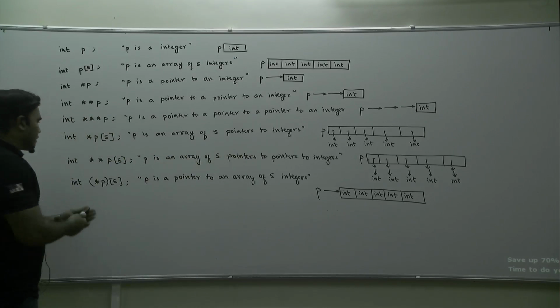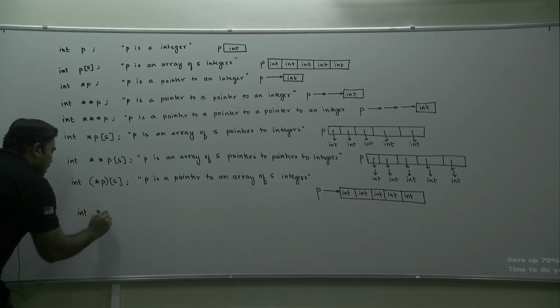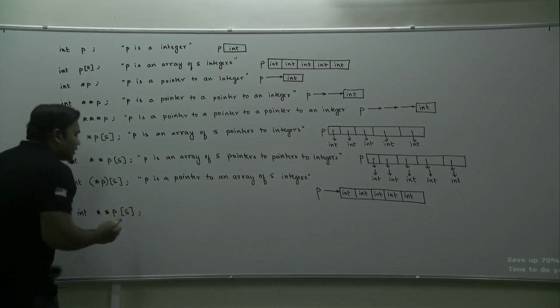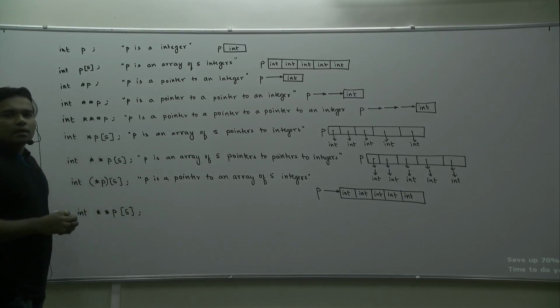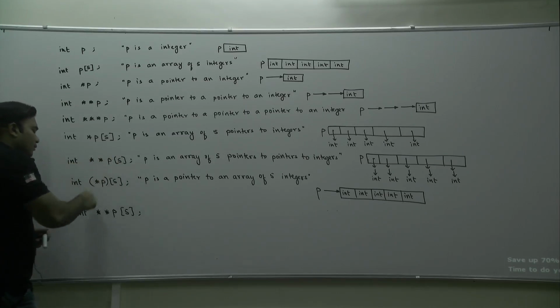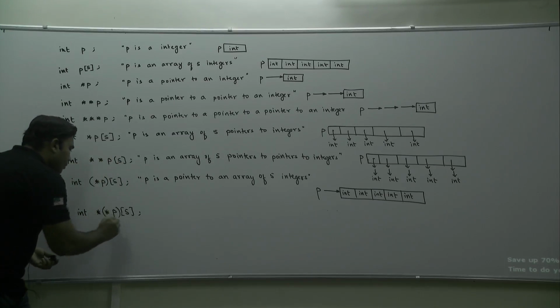Just one last thing I am going to give, because there is no space left on the board anymore. In case I have int star star p of 5, in case I have it like this. Again, I know some of you will say, sir, here also int star star p of 5, here also int star star p of 5. Correct, if I put brackets.